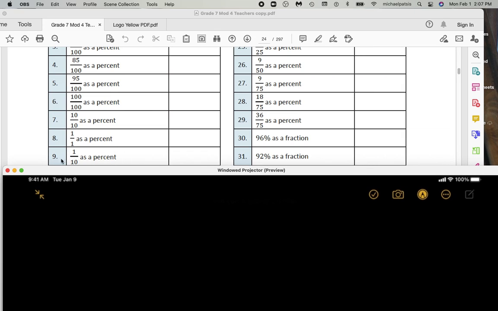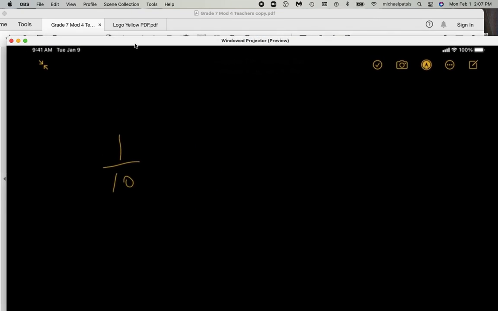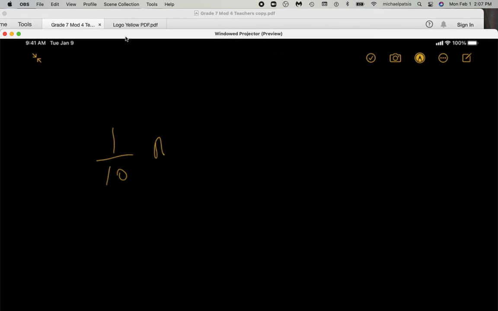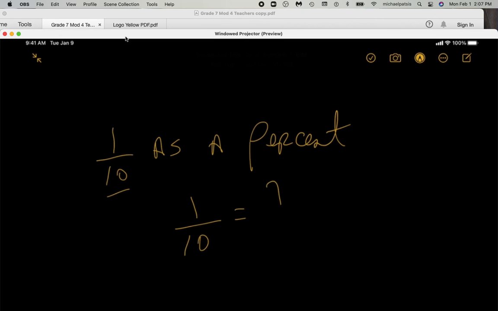One-tenth as a percent. Okay, 1/10 as a percent. We do not have 100 in the denominator. We need to get 100 in the denominator. How do we do that? We set this equal to x over 100, and we solve for x. We have two fractions facing each other with an equal sign in between. That means we are allowed to cross multiply.